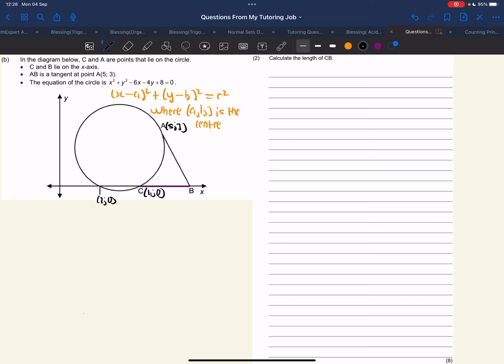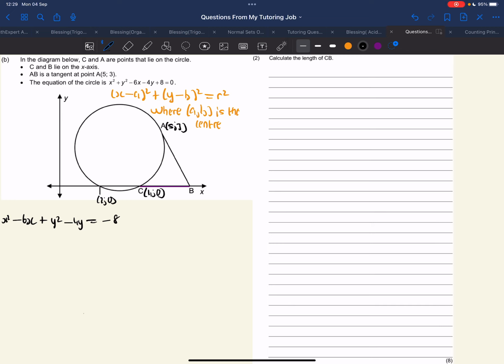So we're going to write this down here. We're going to say x squared, and group it with 6x, then plus y squared minus 4y, and then I'm going to take the 8 to the other side, so minus 8. Okay, now I'm going to apply completing the square. To do that, I have to do it for both the variable x and the variable y.